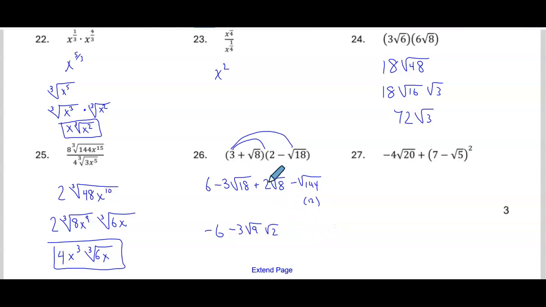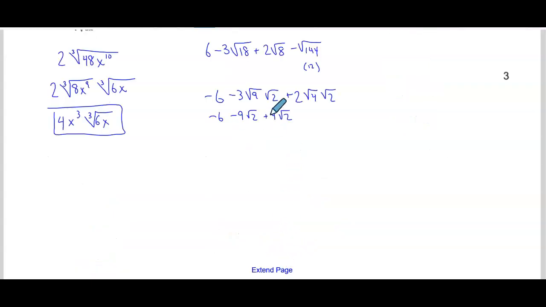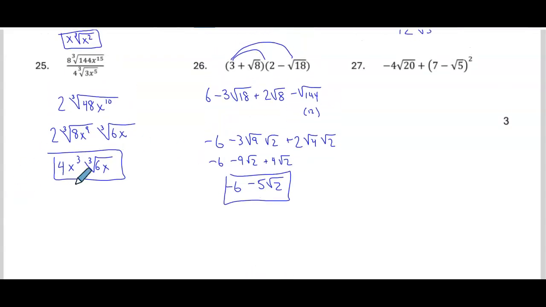Okay? And then this here, 2 root 8, I can simplify that too, because this is going to be 4 times 2. Alright, and then, so I have my negative 6. This is 3 times 3, right? So root 9 is 3 times another 3 would be negative 9 root 2. And here is 2 times 2 is 4, so 4 root 2. And so, combining those, negative 6 minus 5 root 2. Alright, so trying to add those radicals at the end, I did need to simplify them down to be able to see if they were possible to be added.